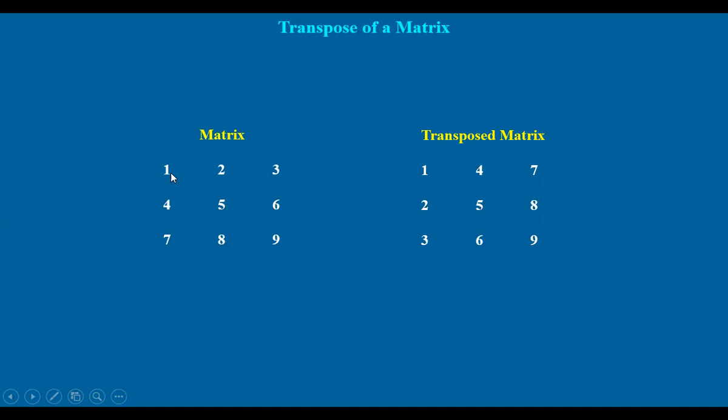Suppose you take the first column in the matrix, 1, 4, 7. That has become the row 1, 4, 7. The meaning of it is that the rows and columns are interchanged in the transposed matrix, and vice versa. If you take this as the original matrix, this becomes the transpose of this matrix.